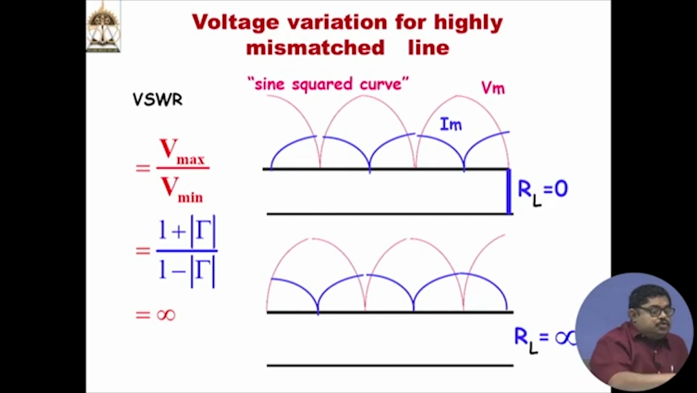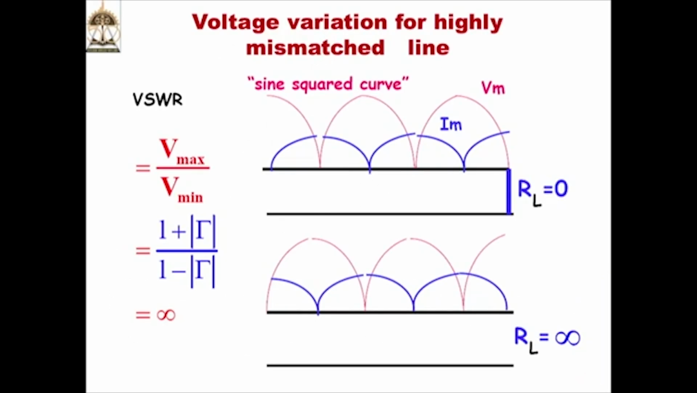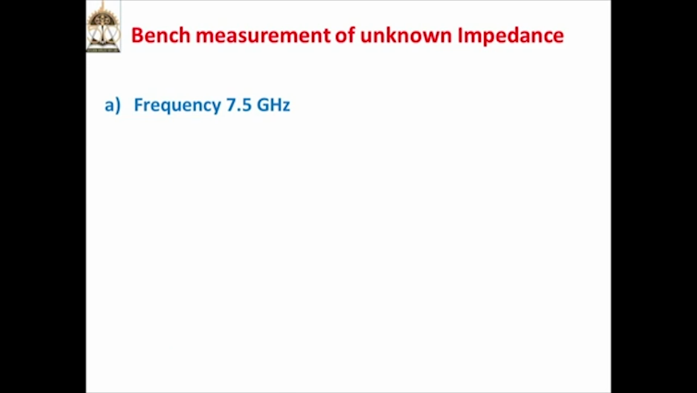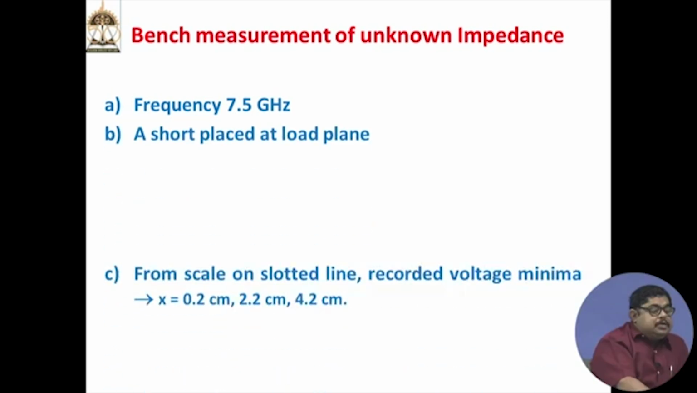So, this is shown here, how the voltage, the red colored one, varies for a shorted line, how it varies for an open one, how it varies in the general case. This we have already seen. Now, a typical measurement scenario: suppose the frequency of operation is 7.5 gigahertz, a short placed at the load plane.